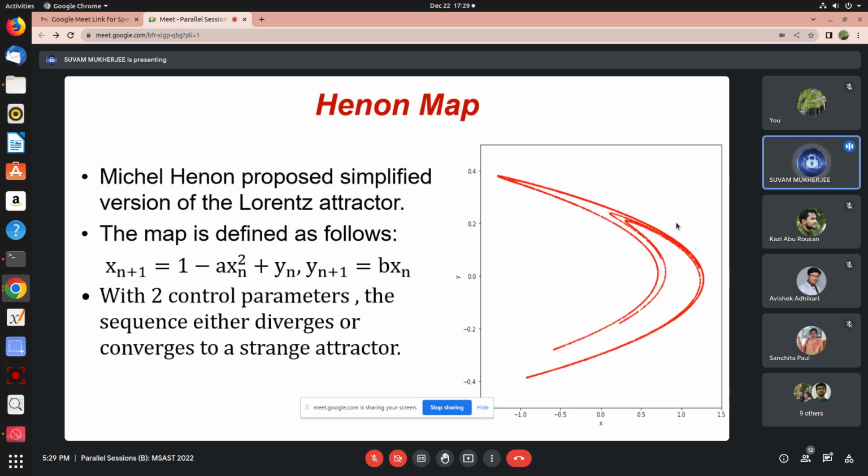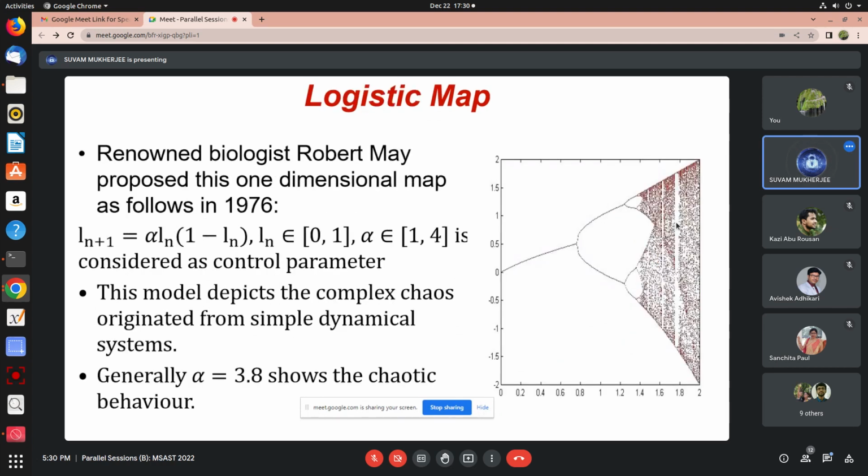And in this case, we have chosen A equals 1.4 and B equals 0.3. So finally, we have got this kind of figure. So this is the basics of the Henon map. And further, we can talk about the logistic map.